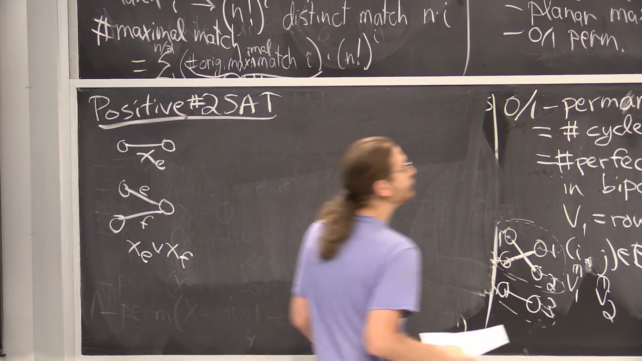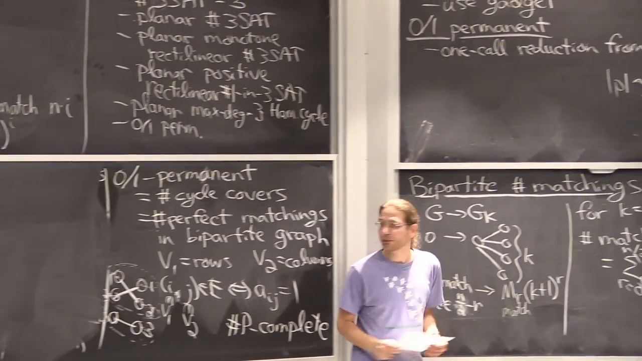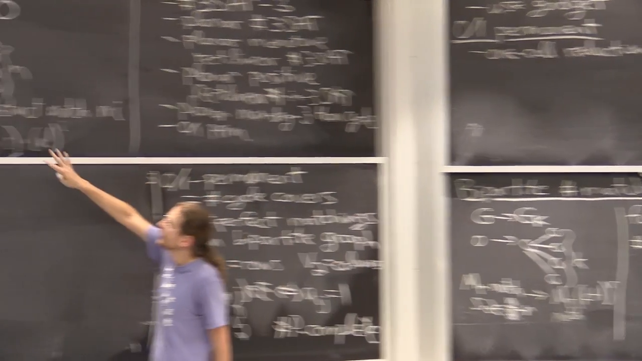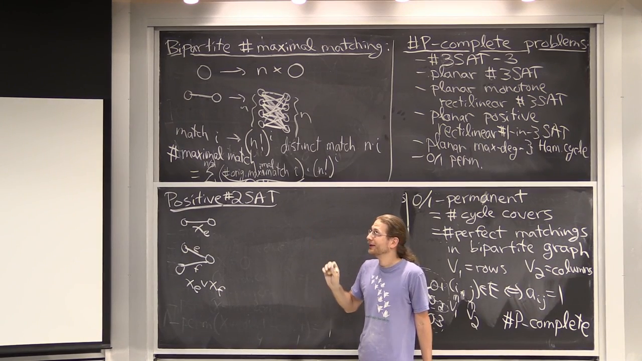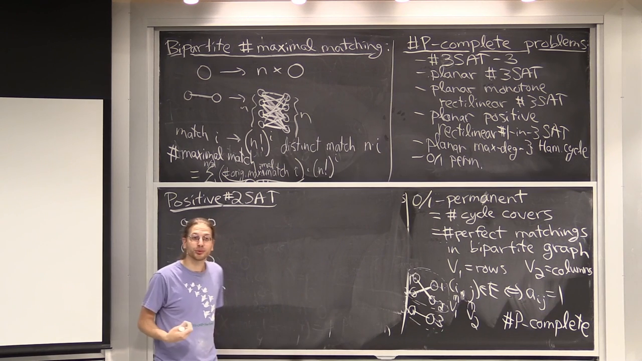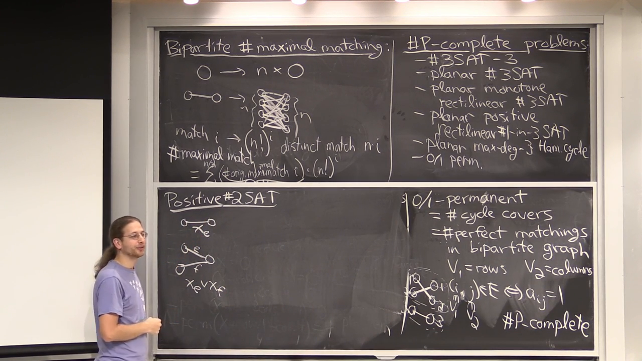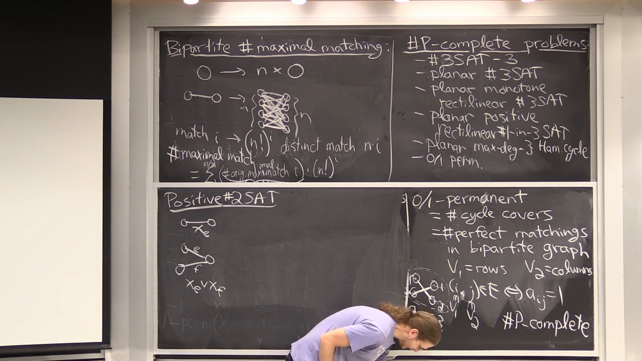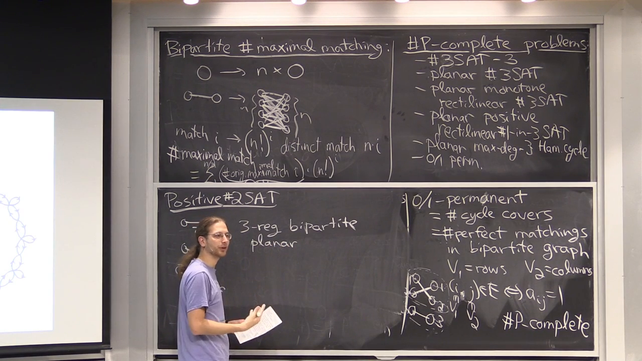And if we instead reduce from, did I erase it? Bipartite maximal matchings up here, then I get that counting the number of maximally true assignments that satisfy the 2SAT clauses is also hard, for what it's worth. So a different way of counting that. Maximal means you can't set any more variables true.